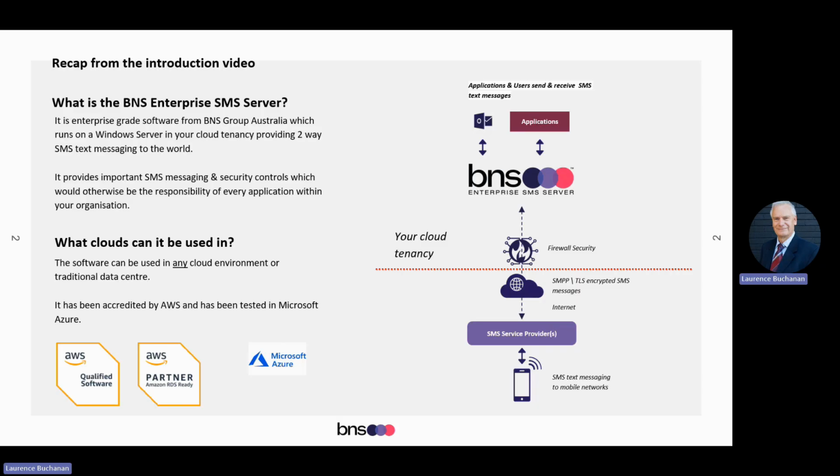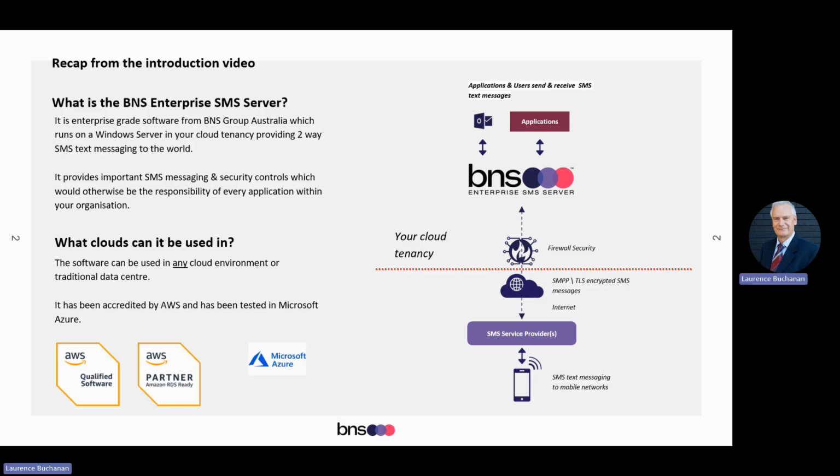This example on the right shows a simple implementation with a single server, applications and email talking to it, and out to a single provider. It uses SMPP with TLS encryption over the internet. Then the SMS service provider, whether it be Telstra, Optus, Message Media, Cinch, etc., has the responsibility of delivering that to other networks and then ultimately onto the mobile network itself.